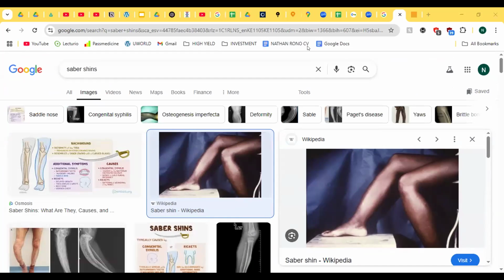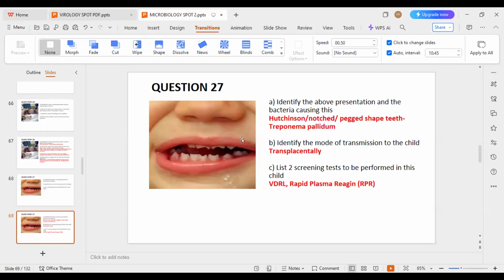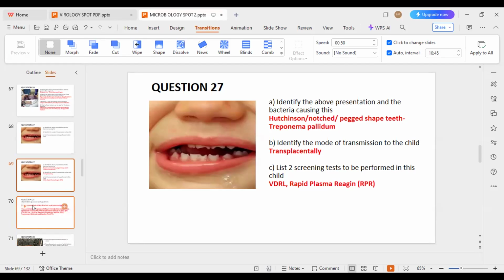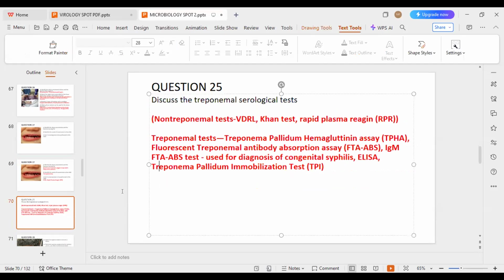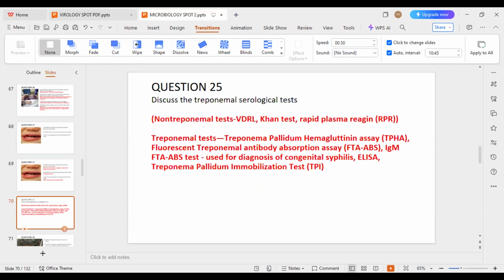Now, let's go to the tests, which are very, very important for you to know. Okay. List 2 screening tests. So in syphilis, we have 2 types of serological tests: the non-specific tests and the specific tests. So here's a good picture. You can be told to discuss, to list them.